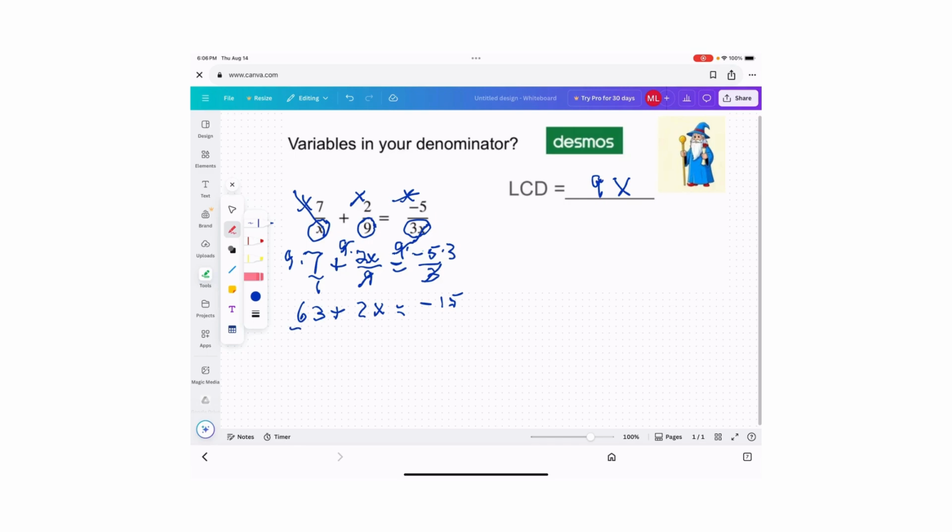Now I have a 2-step problem to solve. Subtract 63 from both sides. I'm left with 2x equals negative 78. And when you divide by 2, you're going to get x is equal to negative 39. And we're going to go right to Desmos and check that to see if it works.